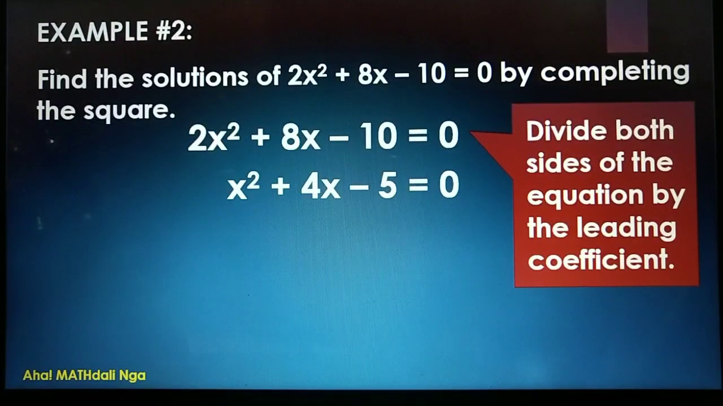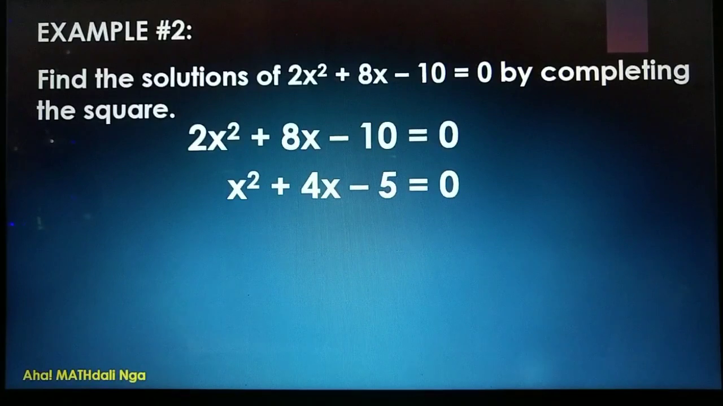So 2x squared divided by 2 is x squared. Positive 8x divided by 2 is positive 4x. Negative 10 divided by positive 2, the answer is negative 5. Then equals 0.